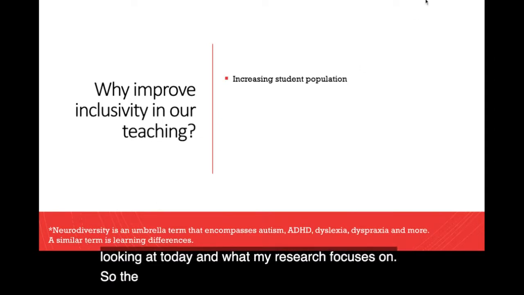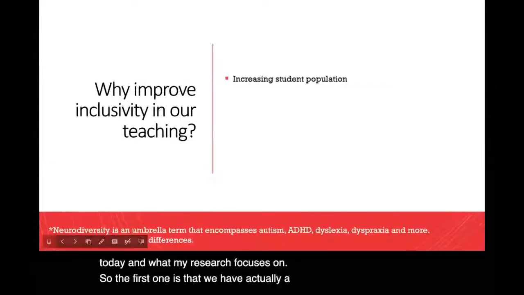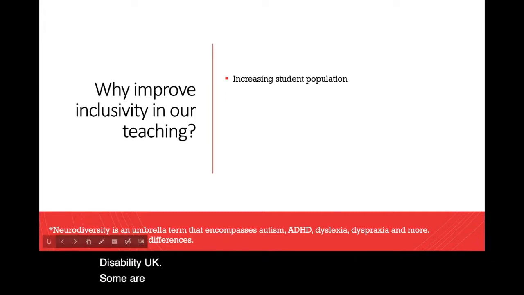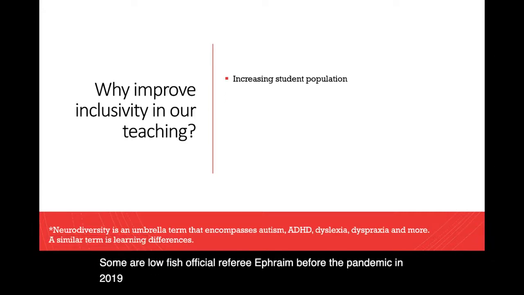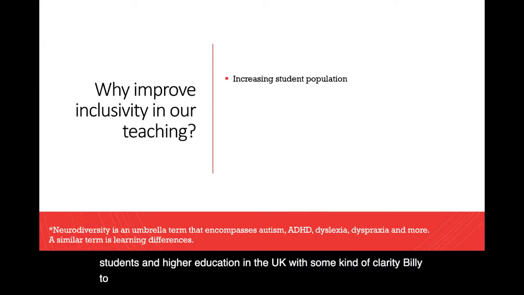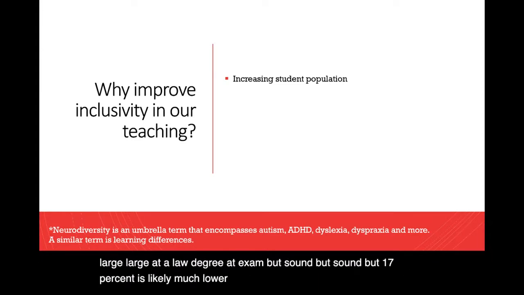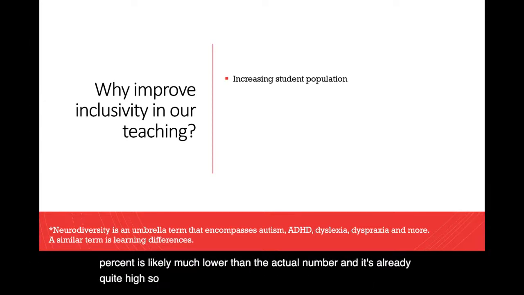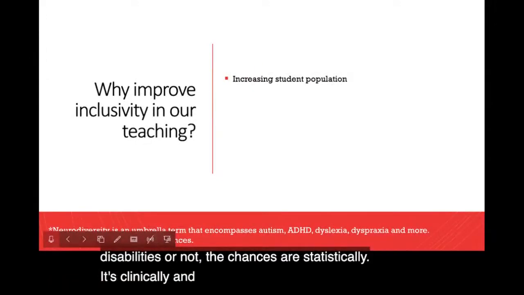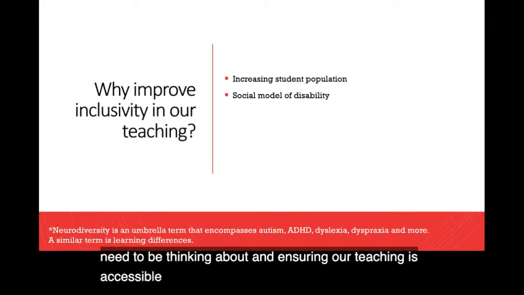So the first one is that we have actually quite a huge population of students with learning differences or disabilities in the UK. Our last official government data from before the pandemic in 2019 suggests that it's probably a minimum of 17% of students coming into higher education in the UK with some kind of declared disability. Within the different types of disability that can be declared, specific learning differences is the largest category. But 17% is likely much lower than the actual number, and yet it's already quite high. So even if we don't necessarily know whether our students have disabilities or not, statistically the chances are quite likely. And so this is a population that we need to be thinking about and ensuring our teaching is accessible to.